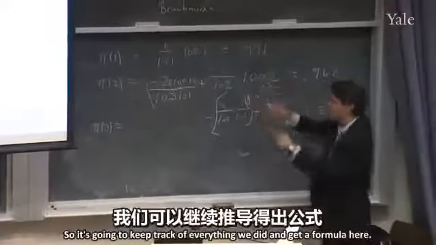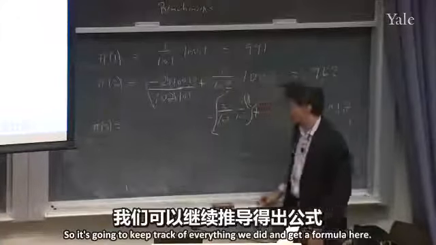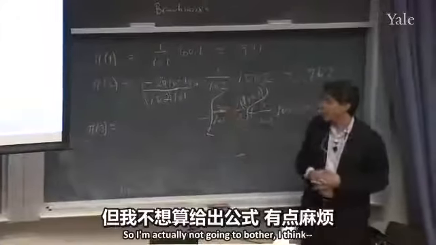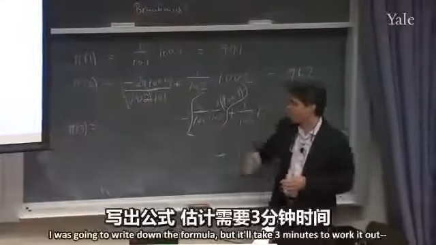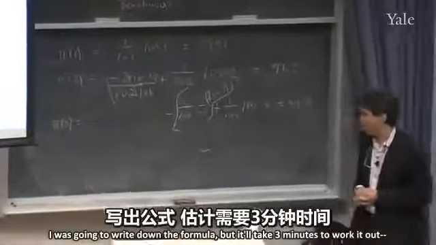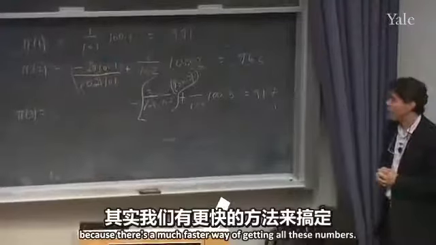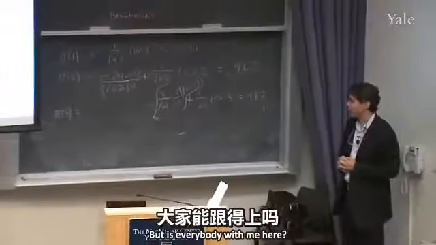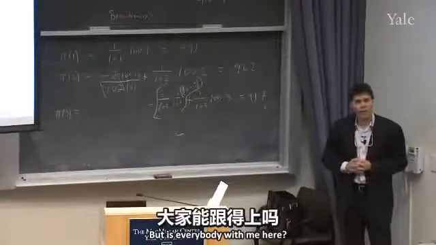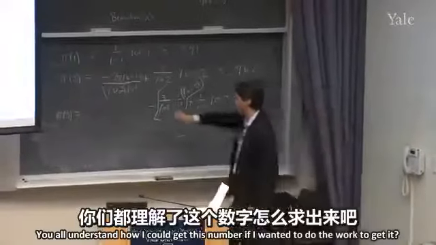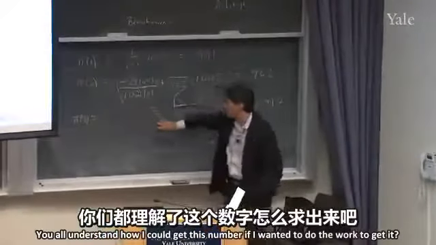So it's going to keep track of everything we did and get a formula here. So I'm actually not going to bother, I think. I was going to write down the formula, but it'll take 3 minutes to work it out because there's a much faster way of getting all these numbers. But is everybody with me here? Do you all understand how I could get this number if I wanted to do the work to get it?